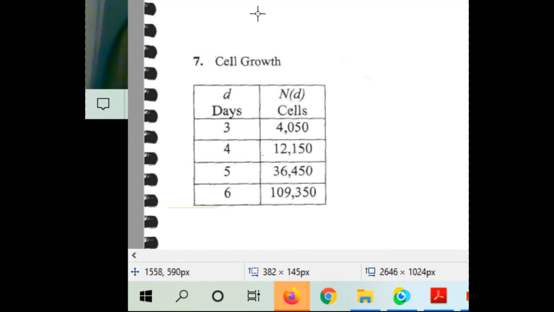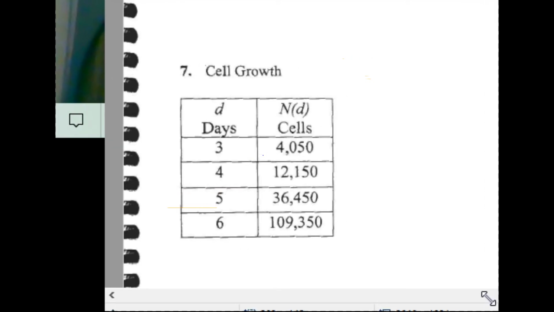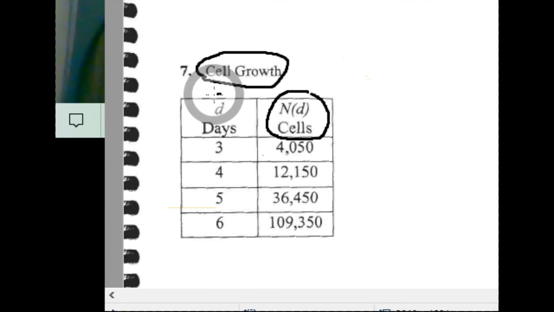All right. So now, again, I'm going to take a minute and think about what is this situation I am now dealing with, right? So I'm dealing with cell growth, you guys. It tells us right here. I'm going to take a second and just stop and think about what's happening. So we are tracking the amount of cells, the number of cells, which they called n of d, over d days. So after d days, how many cells do I have?